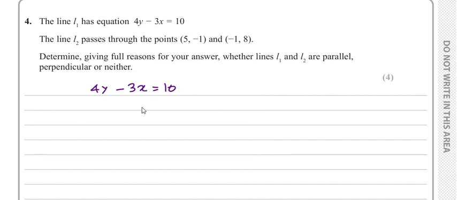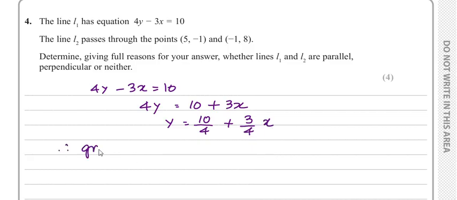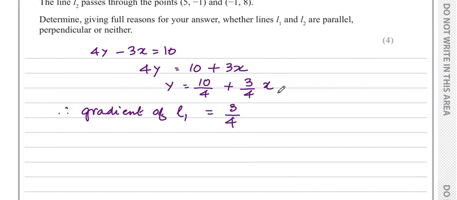y becomes the subject. So 4y is equal to 10 plus 3x. Okay, dividing by 4, y is equal to 10 over 4 plus 3/4 x. So then you write, therefore, the gradient of line L1 is equal to 3/4. Okay, so park it there. Let's figure out what the gradient of L2 is.